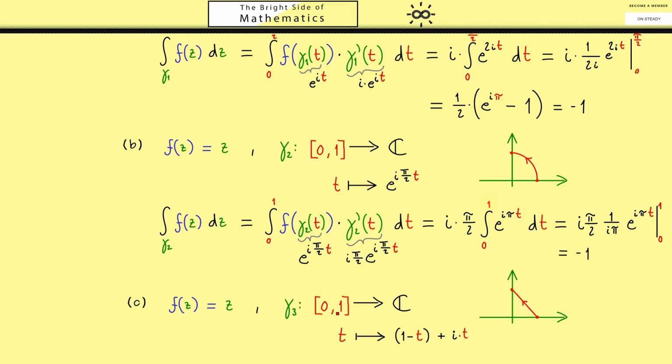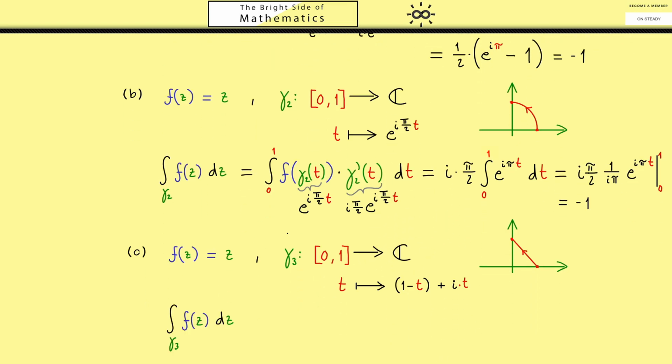Now, putting in 0 gives us the start point 1, putting in 1 gives us the endpoint i. So you see, this is how you can construct a line between 2 points. However, now you should see, we cannot use the same calculation as before. Still, the formula for the integral along gamma 3 stays the same.